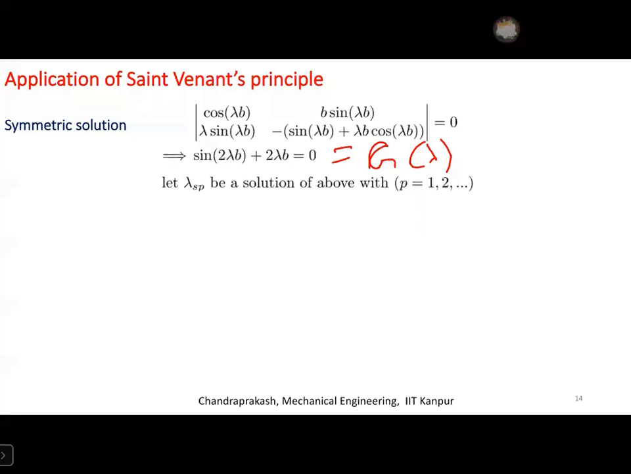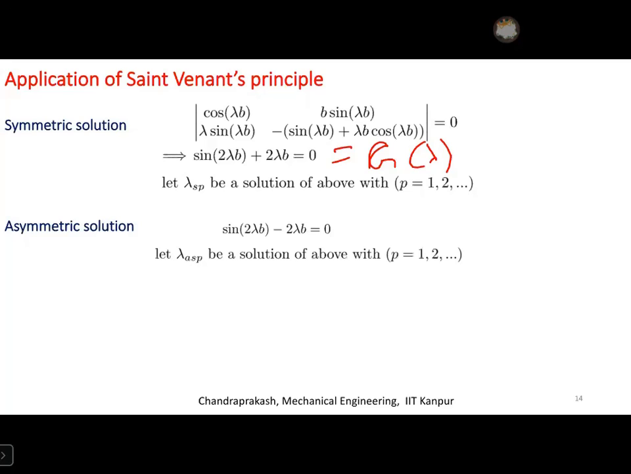Likewise, for the asymmetric case as well, you will get one more equation when you set the determinant of the coefficient matrix to be 0. So here also you will get a corresponding set of eigenvalues, right? Only for these values of lambda, you can have a solution. Otherwise, there is no solution. Okay. So your overall Airy stress function, when I say stress function, this is that corrective stress term, is a function of symmetric solutions as well as asymmetric solutions.